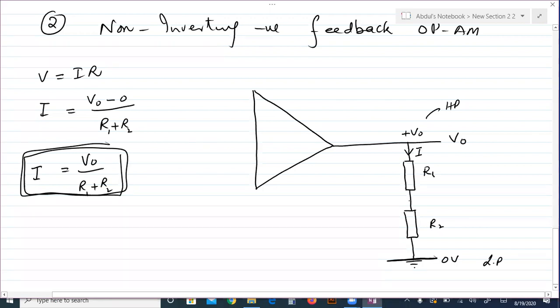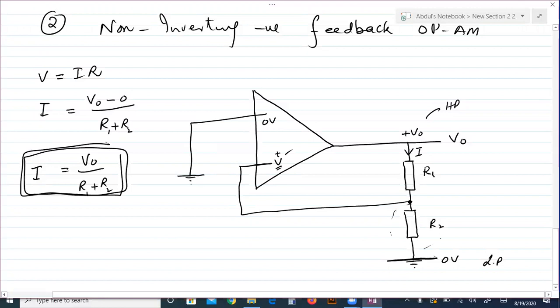Now suppose from this point, a wire is connected to the input terminal of the op-amp. Suppose this is non-inverting, and this inverting terminal is connected with the earth. So zero potential here, and the potential over this terminal will be exactly equal to the voltage across this resistor, because the resistor which is connected with the earth will deliver its voltage as an input. So the voltage across this resistor will be the input for the op-amp.